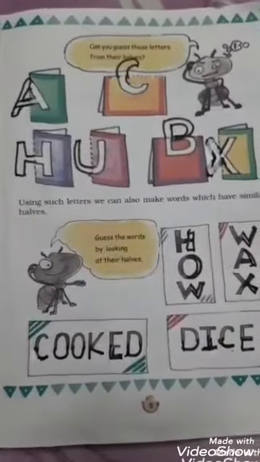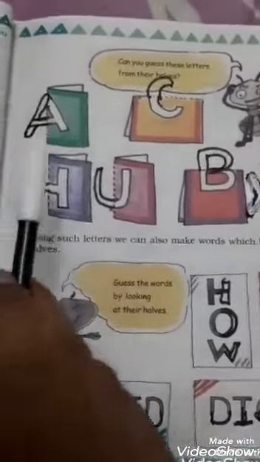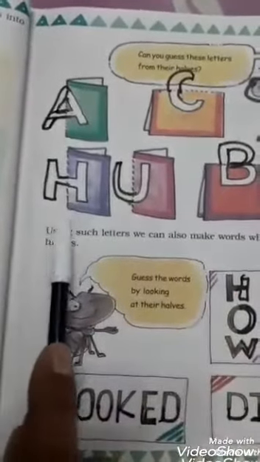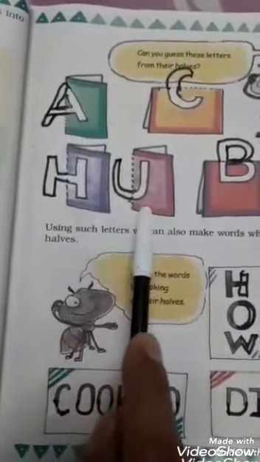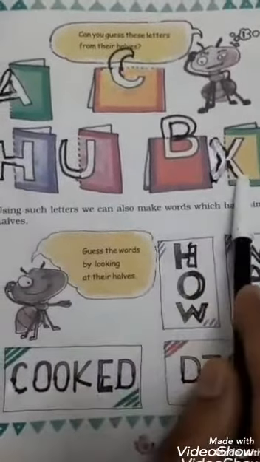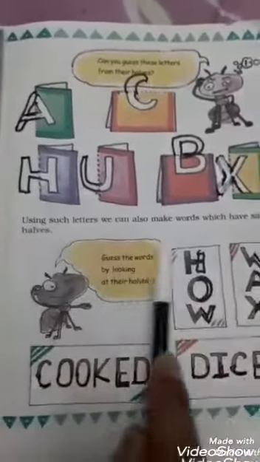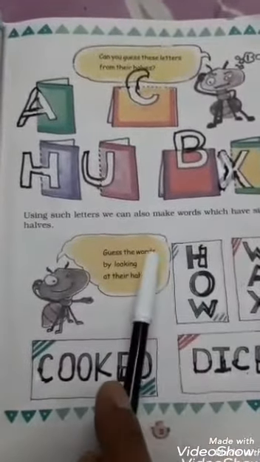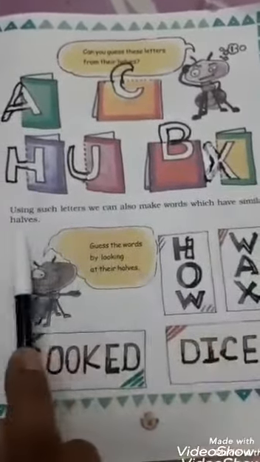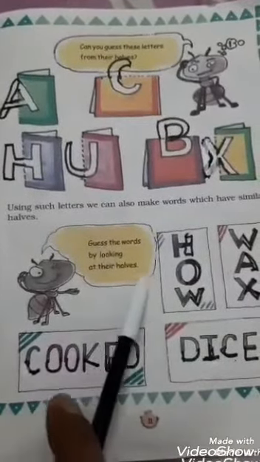Number 11. Can you guess these letters from their halves? First letter is A. Next C. Next H. Next U. Next B. Last one is X for xylophone. Using such letters, we can also make words which have similar halves. Guess the words by looking at their halves.